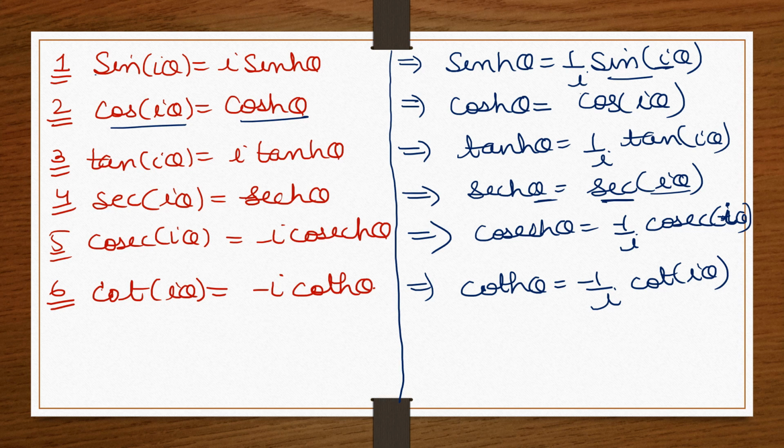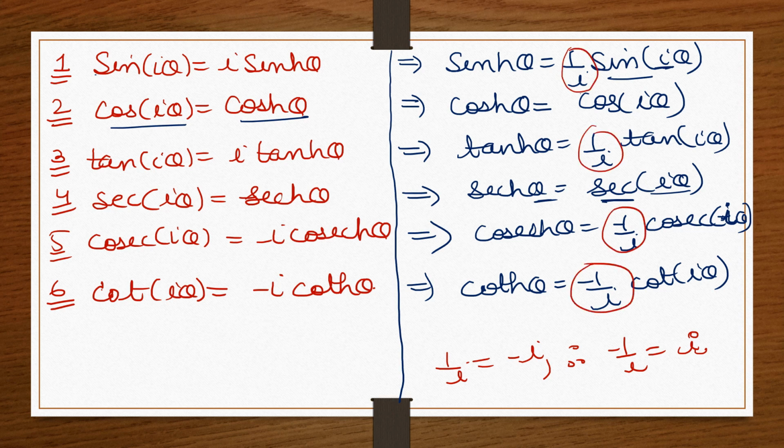Now you know that 1 by iota is minus iota. Therefore minus 1 by iota will be iota. So you can place these values as iota or minus iota. So in this lecture we have obtained the different relationships between the circular and hyperbolic functions, which are very useful for the next lecture.